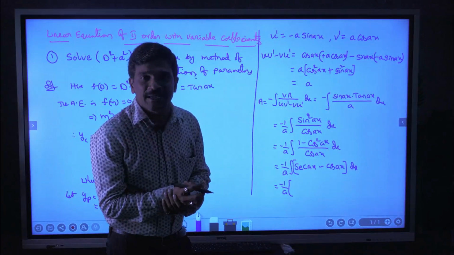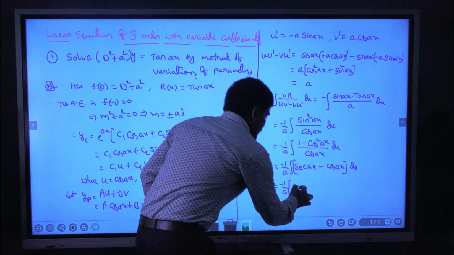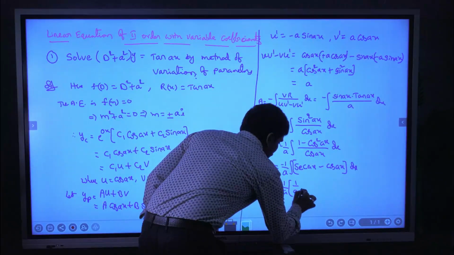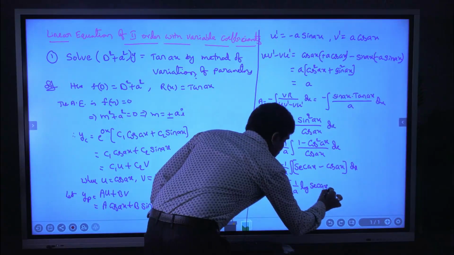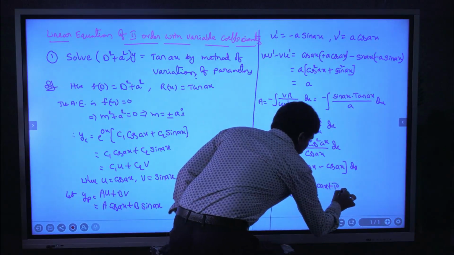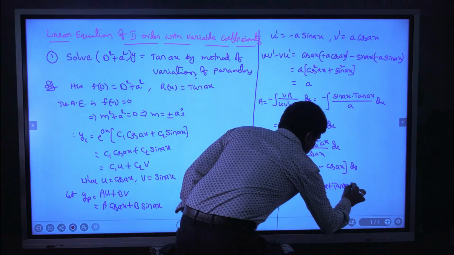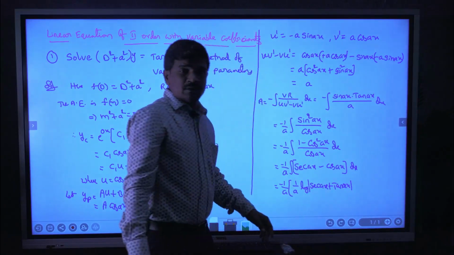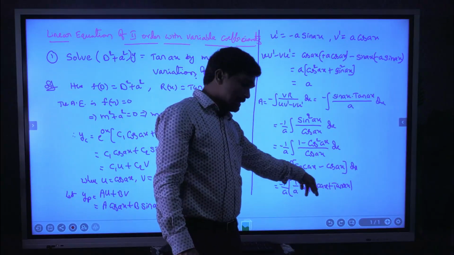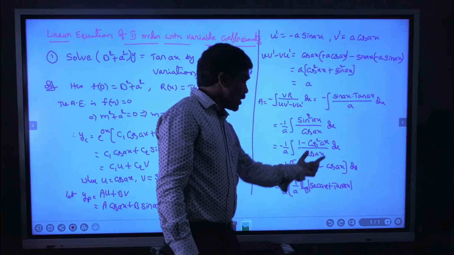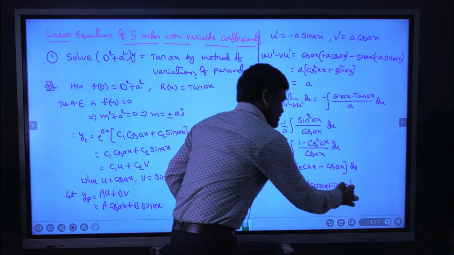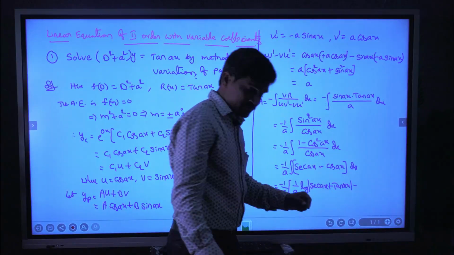Minus 1 by a into integral secant ax dx. What is the integration of secant ax? Secant ax integration is 1 by a logarithm of secant ax plus tan ax. This is the integral of secant ax, 1 by a logarithm of secant ax plus tan ax, minus the cos ax integration. What is the cos ax integration?